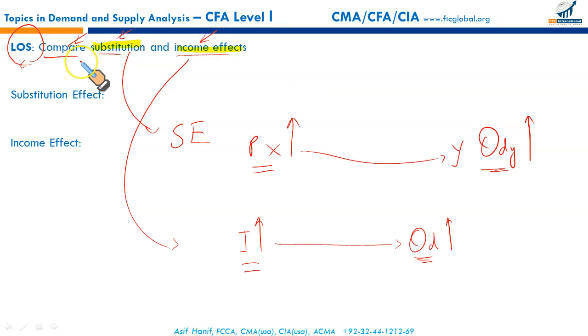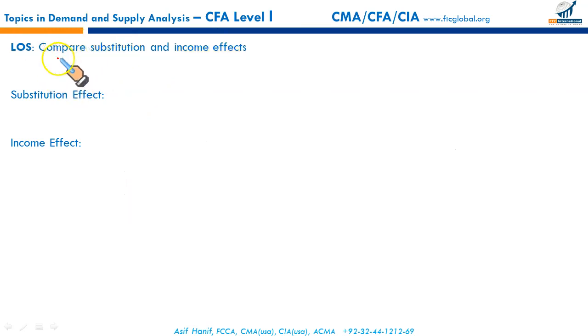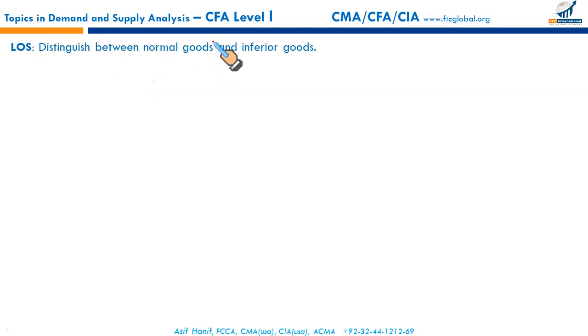So just make sure there is no need for doing complexities unless it is required by the LOS. Your boundary should be the command words in the learning outcome statement. Compare, and that's what you have done just now. Next is distinguish between normal and inferior goods. We just need to learn the difference between them, what they are.